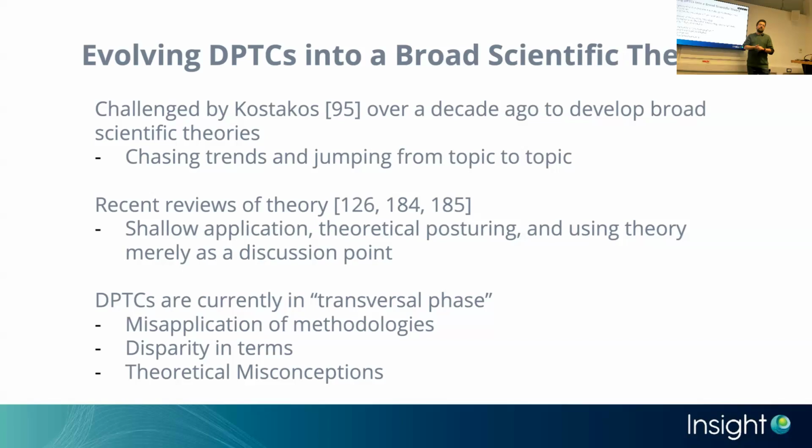And really, the idea here is that dual process theories are in what Kostakos calls a transversal phase because of the misapplication, the disparity in terms, and theoretical misconceptions. And hopefully, if we do some of the things I've been talking about today, we can create a more broad scientific theory that can push us forward.